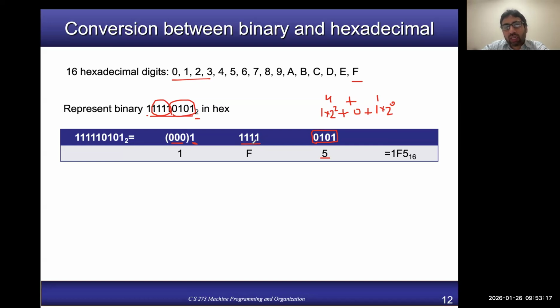And how do we represent 15 in hexadecimal form? Using the digit F, right? And this bit pattern 0001 is equal to 1, right? So the hexadecimal form will be 1F5, base 16. The 16 indicates the base of the number. So keep in mind what you do: you simply group the bits in groups of four, write them down, and then convert each 4-bit group into the equivalent hexadecimal digit, and then you write the hexadecimal digits together and it becomes the hexadecimal number.